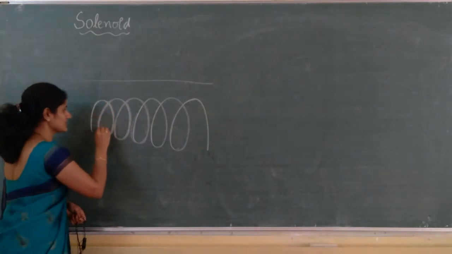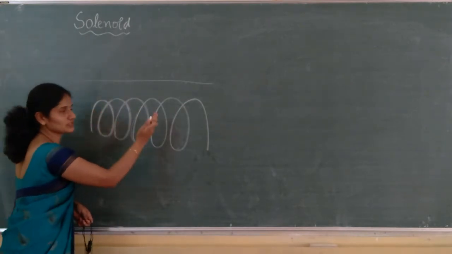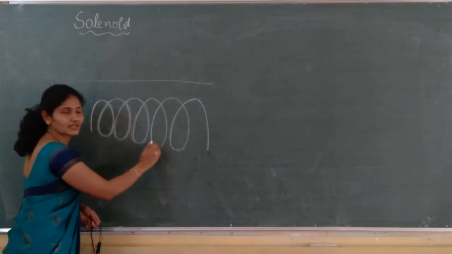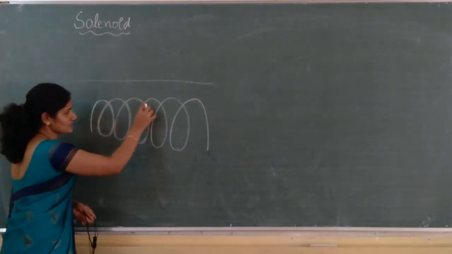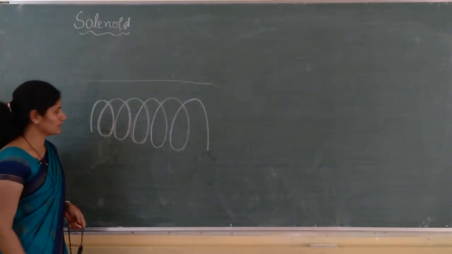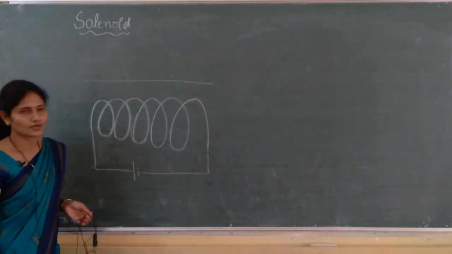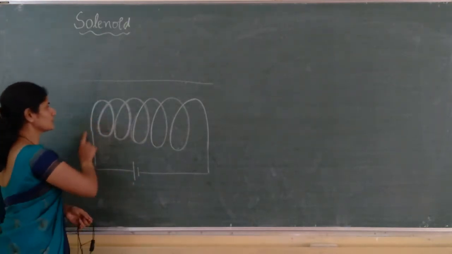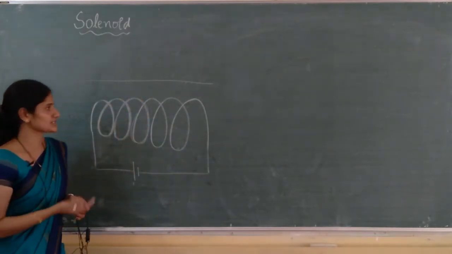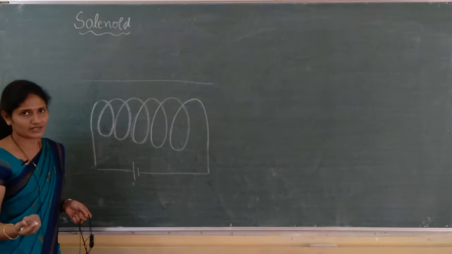Each turn is considered as a circular loop. The n number of turns are closely spaced, closely packed, and each turn is considered as a circular loop. When it is connected to the external circuit, the current flows through the coil. We know that the source of the magnetic field is moving charges, or the electric current. As current flows through the coil, a magnetic field is generated around the space.